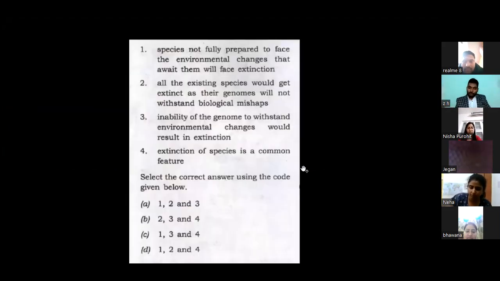Statement 2 and statement 4. So statement 2 is containing that all the existing species would get extinct as their genome will not withstand biological mishaps. So option 2 looks wrong. Read option 4, Amit. Extinction of species is a common feature. Yeah, that's correct. So this happens, right?